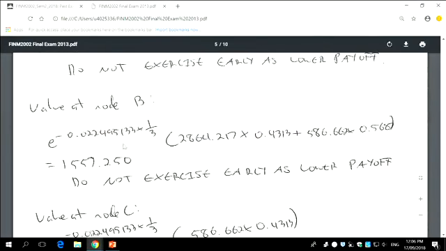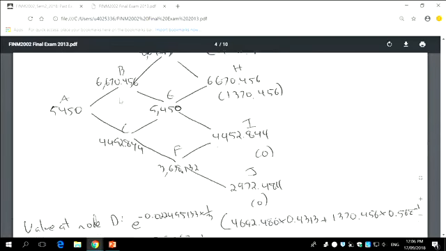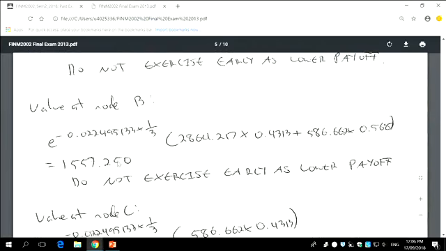That gives me 1557.250. Now, exercising early here would leave me with a payoff of 1370. 1557 is greater, so I do not exercise early.